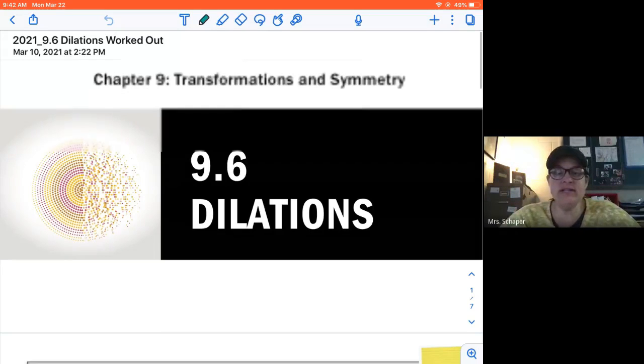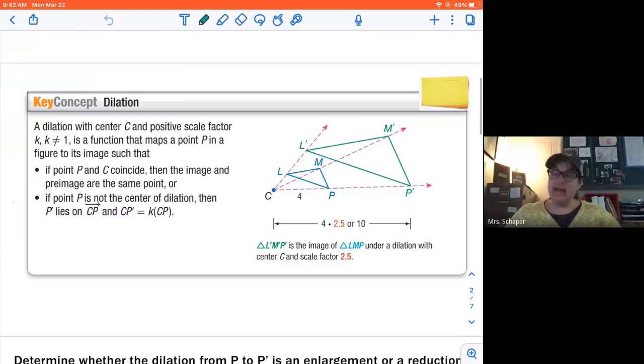Hey, mathematicians, we're going to be talking about dilations today. This is going to be the final section in this chapter. We're going to be looking at doing your IQ and a quiz and then assessing before we end the term. So, dilations, this is our last one for today. Here we go. So what is a dilation?